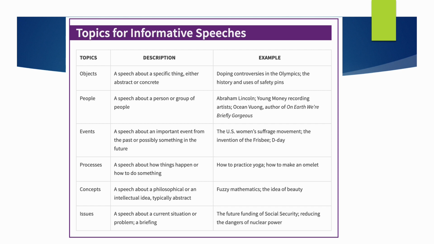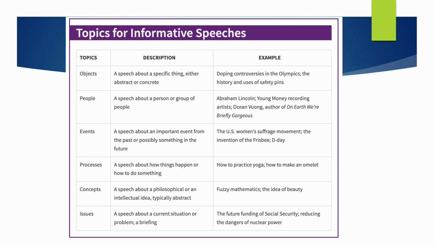So here are some formats for informative speeches or topics that you can focus on. Anything from an object, so a speech about a specific thing. It could be a product. It could be about a person or a group of people. You could talk about an event that had happened in the past, so something historical, or you could talk about a future event. You could talk about processes. So this is much like a how-to speech. Tell us or teach us how to do something.